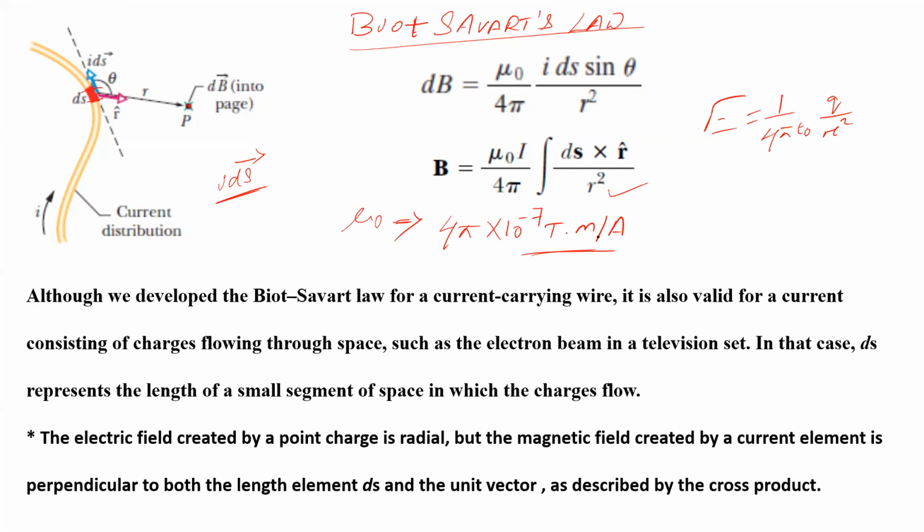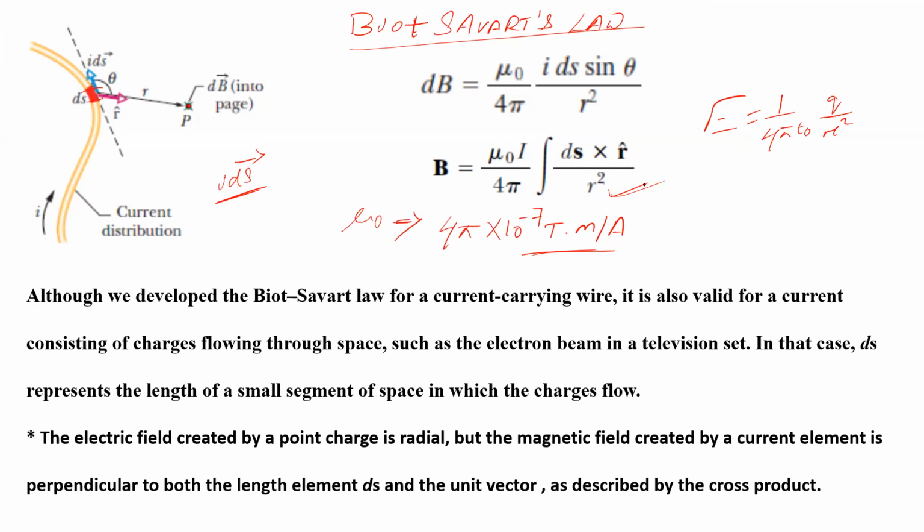Okay, this is called magnetic permeability, mu 0. The value is 4 pi into 10 to the power minus 7 Tesla meter divided by ampere. And similarly, देखो, r square, electric field is माने dependent upon the inverse square of distance, and magnetic field is also depending upon inverse square of distance.